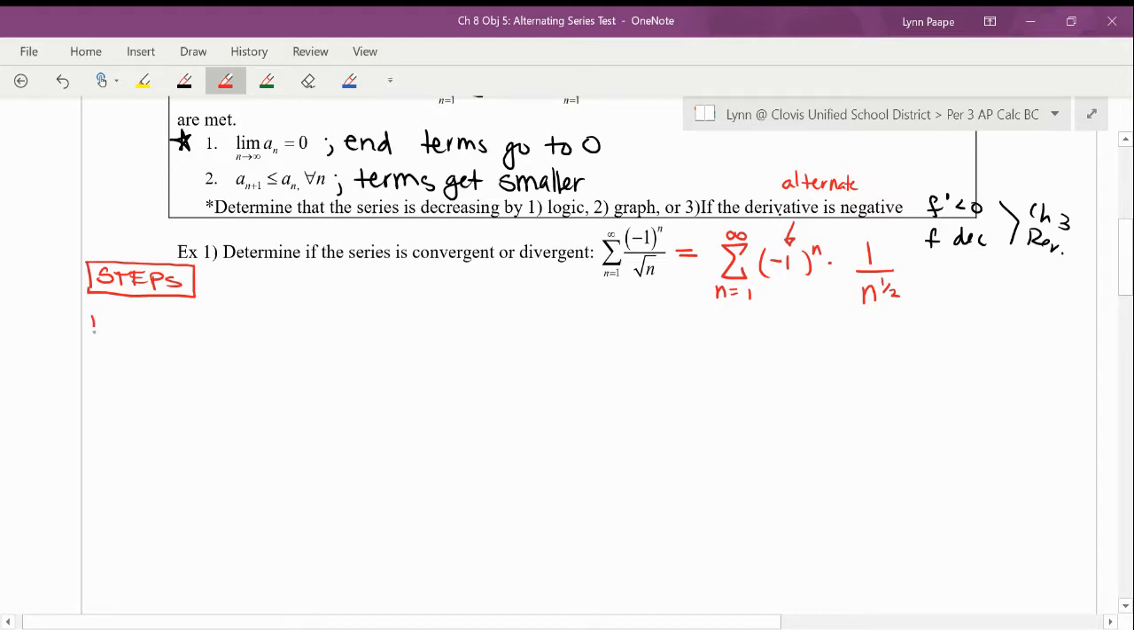Okay, so step 1 though, is we want to write out what a_n is. So not the piece that alternates it, but what is the piece that generates the terms. Okay, so we would write out a_n. So for this particular problem, a_n would be 1 over the square root of n, or n to the 1/2.